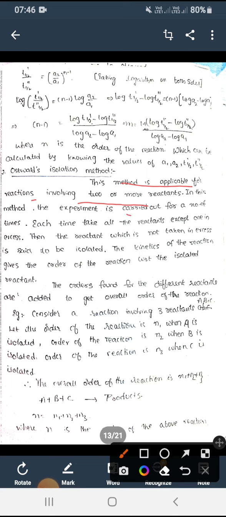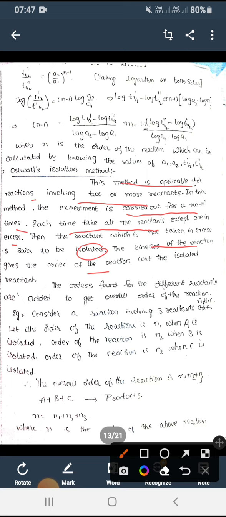Means the experiment is carried out a number of times. Each time, take all the reactants except one in excess. The reactant which is not taken in excess, that one we say is isolated. The reactant that takes more time, that one we call isolation. If the reactant is not taking more time, that one we call isolated. So the kinetics of the reaction will give the order of the reaction with respect to the isolated reactants.